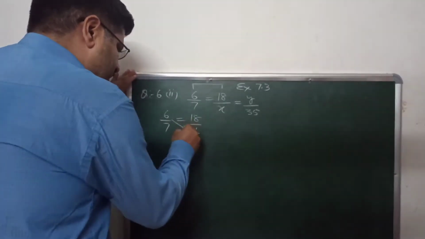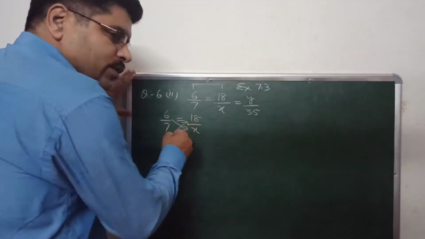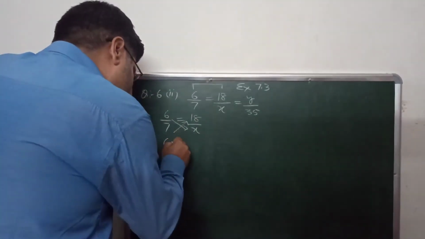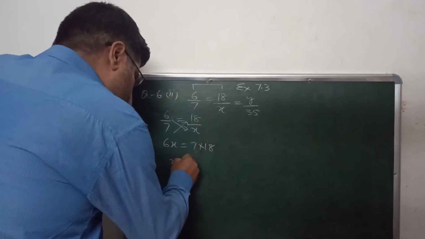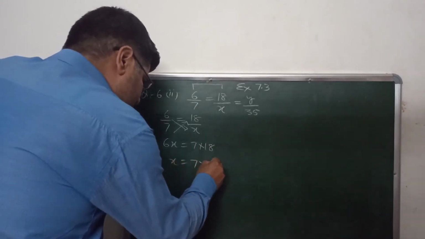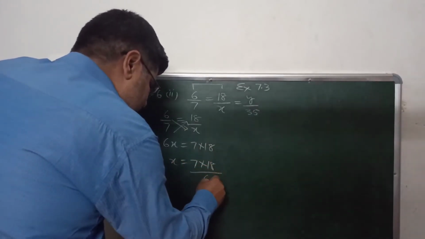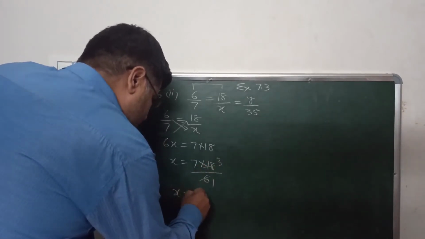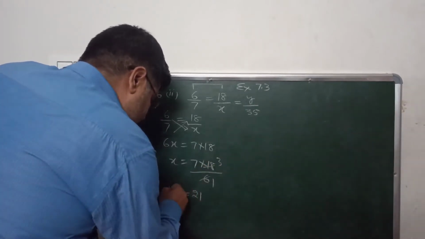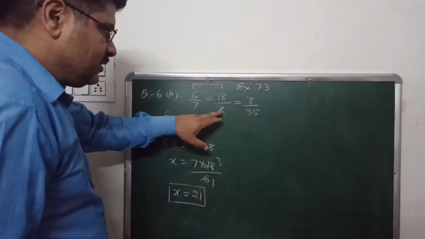Let us cross multiply it. 6 into x will give you 6x is equal to 7 into 18. Now x from here will become 7 into 18 divided by 6. With this 6 you cut and x is coming out to be 21. So the value of x is 21.